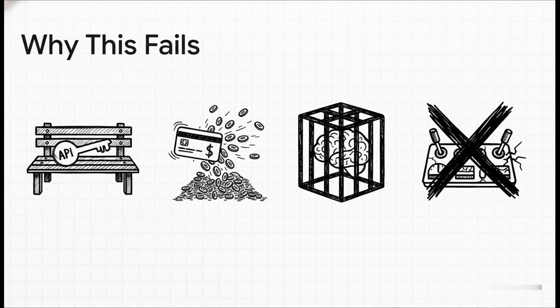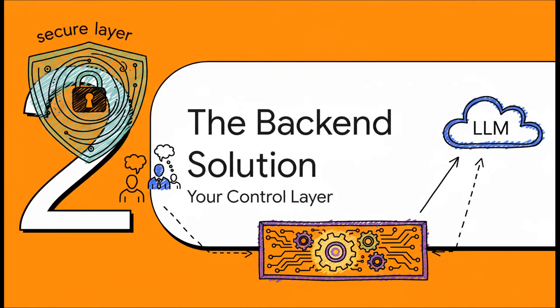Putting an API key in your front-end code is basically like leaving the keys to your company credit card on a public park bench. Anyone can grab it and just start racking up a massive bill. And beyond that, you have zero product control. You can't switch out models, you can't filter responses for brand safety, you can't manage who gets to use it. You're flying blind. So what's the solution? Well, we absolutely need a secure, intelligent layer that sits right in the middle between your users and the LLM. And that layer is your backend.